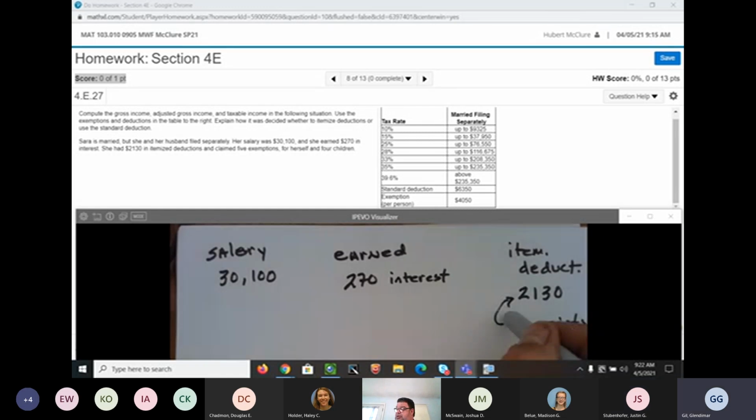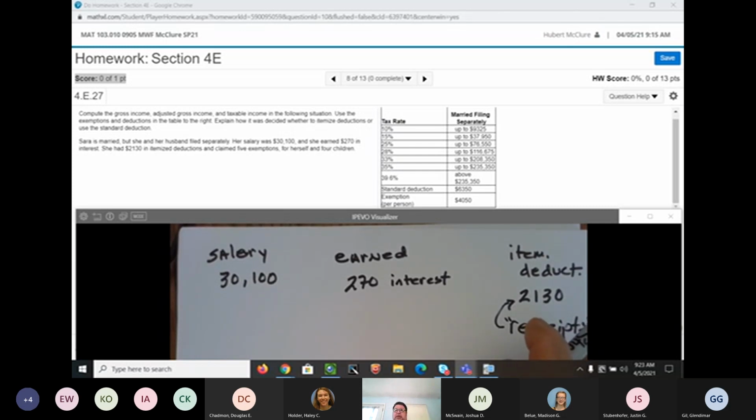The reason I'm putting receipts here is to give you an indication of what they're talking about when she's talking about itemized deductions. In other words, her fuel, let's say she works in her car a good bit, her payments on her car, that kind of stuff. She keeps her receipts. But the government is going to give her $6,350. So which one should she take? Should she do the itemized or should she do the deduction? Come on, you got a 50-50 shot at it. I want somebody to say something.